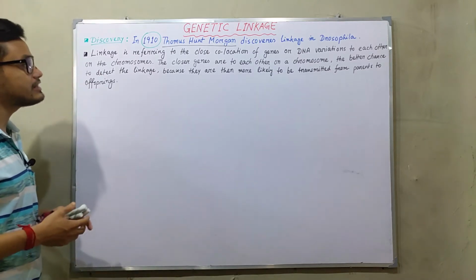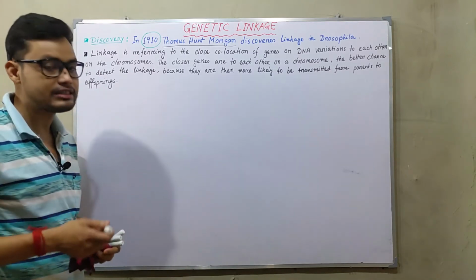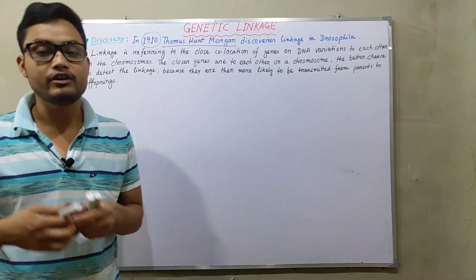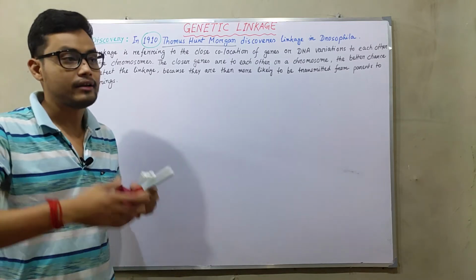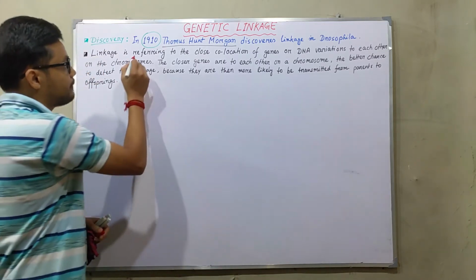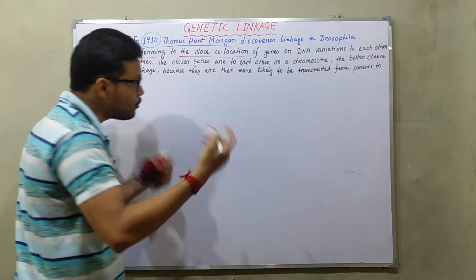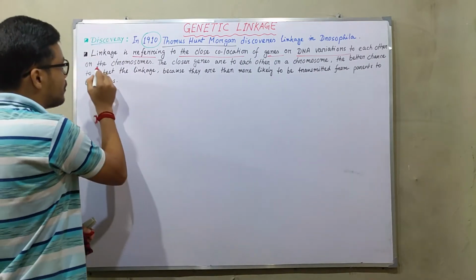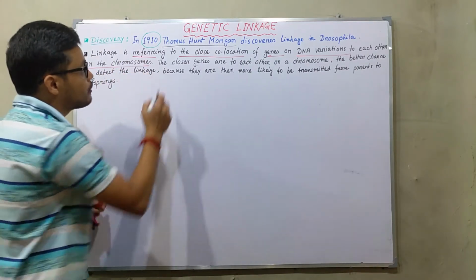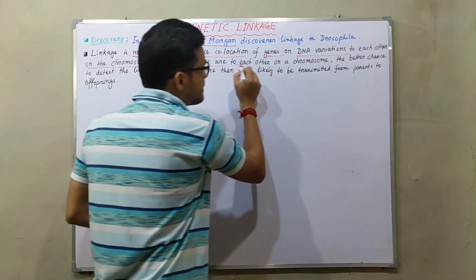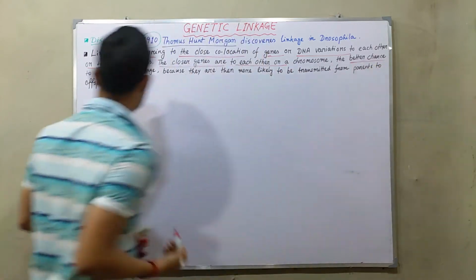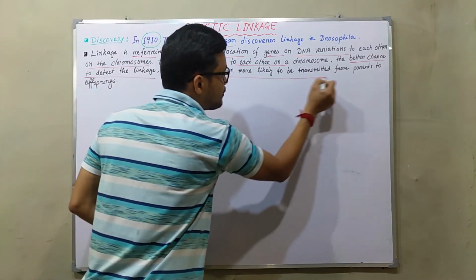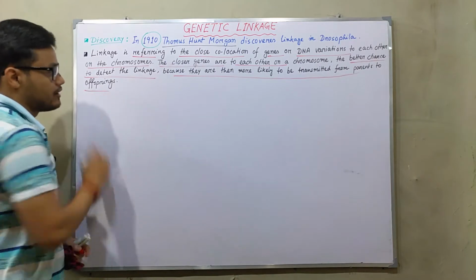By definition, linkage refers to the close association of genes on a chromosome, and that close association of genes means they are inherited together in offspring when a gamete is formed. So basically it refers to the close location or co-location of genes or DNA variations on the same chromosome, and the closer the genes are to each other on a chromosome, the better the chance to detect the linkage, because they are then more likely to be transmitted from parents to offspring.